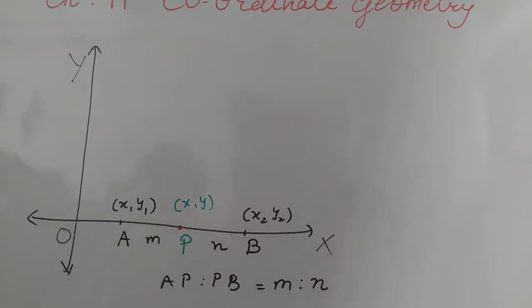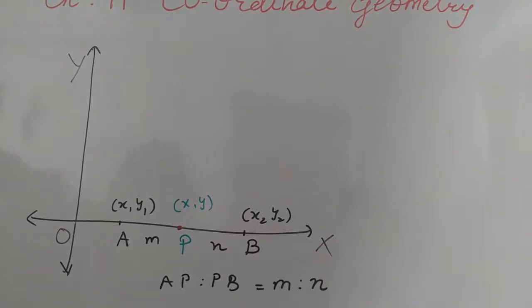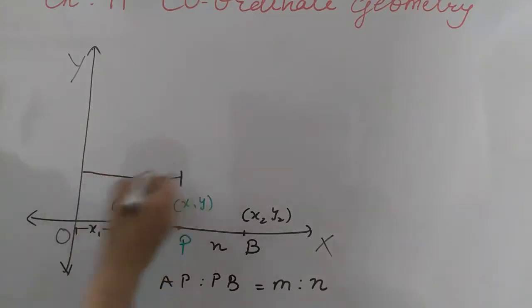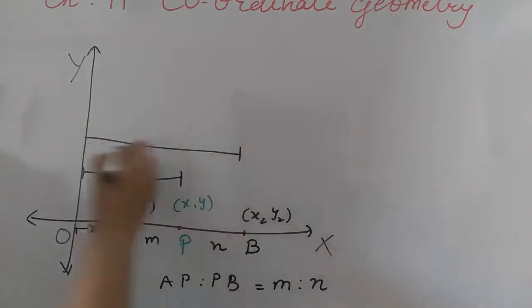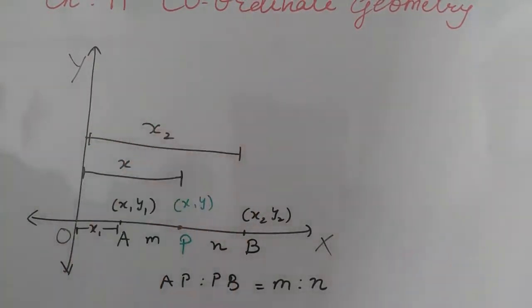What I explained prior is that any point on the x-axis, in any quadrant, or on the y-axis shows us the distance from the origin. So here also point A shows us the distance x1 from the origin. Similarly, point P has distance x and point B has distance x2. So see students, x1 is the distance from the origin, this is the x distance, and this is the x2 distance.